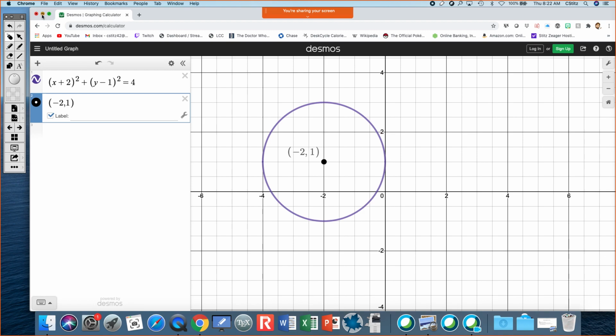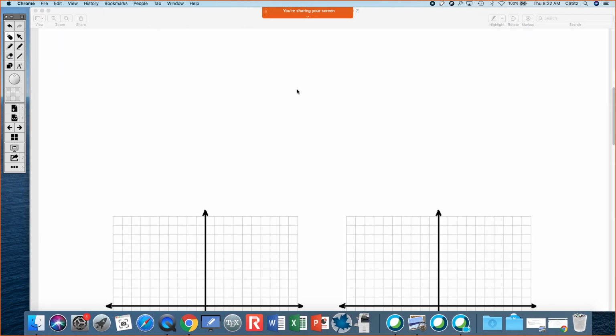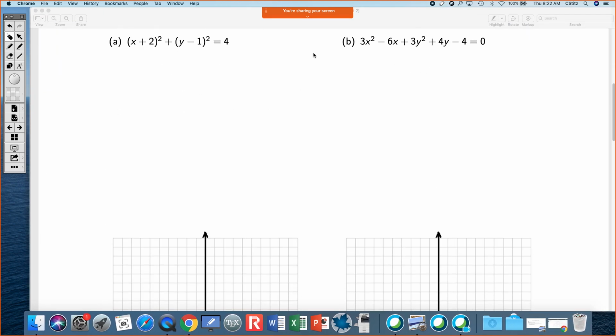Okay, well, now let's take a look at this next example here. 3x squared minus 6x plus 3y squared minus 4y minus 4 is 0.